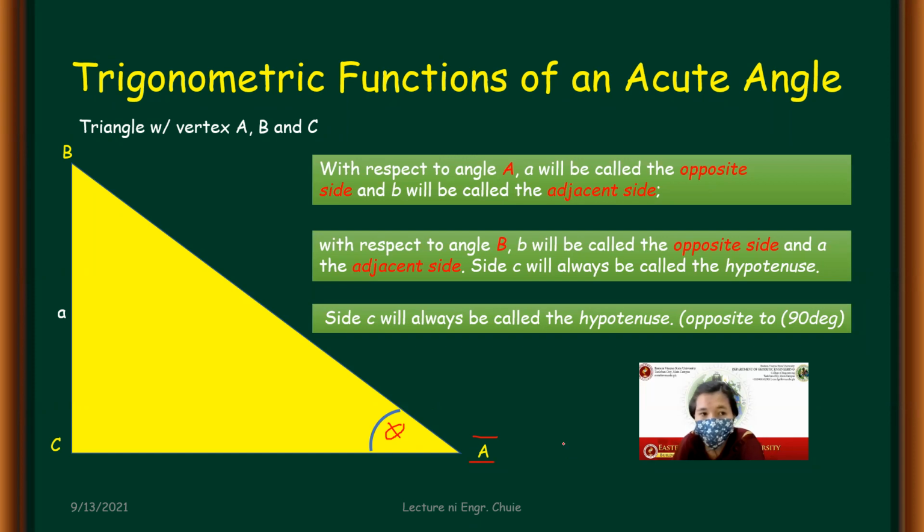The same goes with B. We have the vertex B at the top. If we have the angle at B, the side opposite to angle B is small letter b. We indicate line C to A as opposite to the angle located at B.